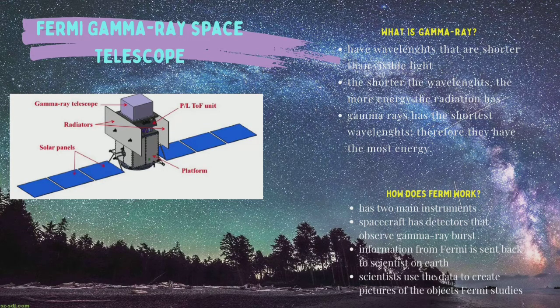So the last one is the Fermi Gamma Ray Space Telescope. What is the Fermi Gamma Ray Space Telescope? The Fermi Gamma Ray Space Telescope is a NASA spacecraft. It is in space studying the most powerful sources of radiation in the universe. Radiation is energy in the form of light or of moving particles that are smaller than atoms. The most extreme type of radiation is gamma rays.